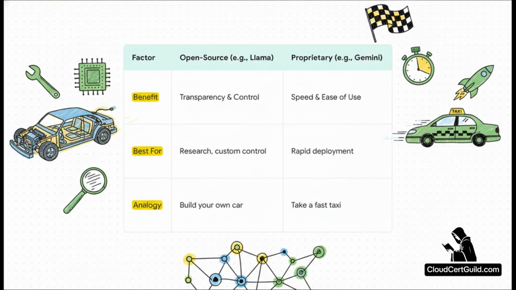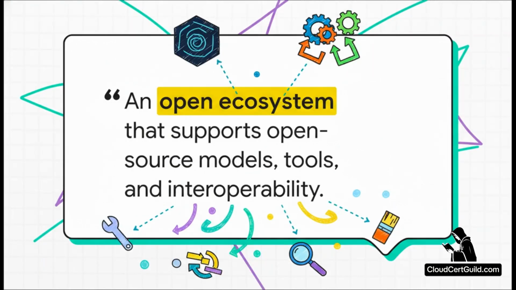On one side, you have open source models. Their key benefit is total transparency and control. That's you building your own car. You can inspect everything, modify everything. On the other side, you have proprietary models. They offer speed and ease of use, getting you to your goal way faster with all the latest features. That's your high-performance taxi.